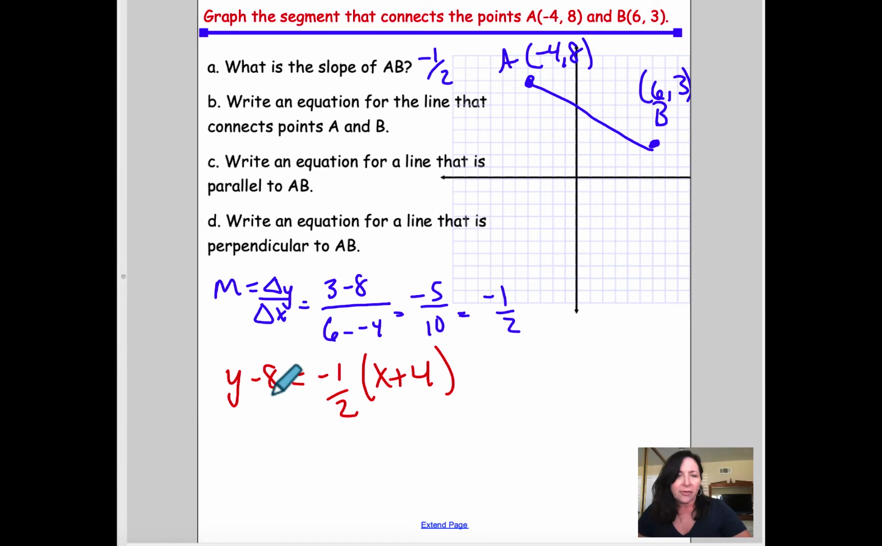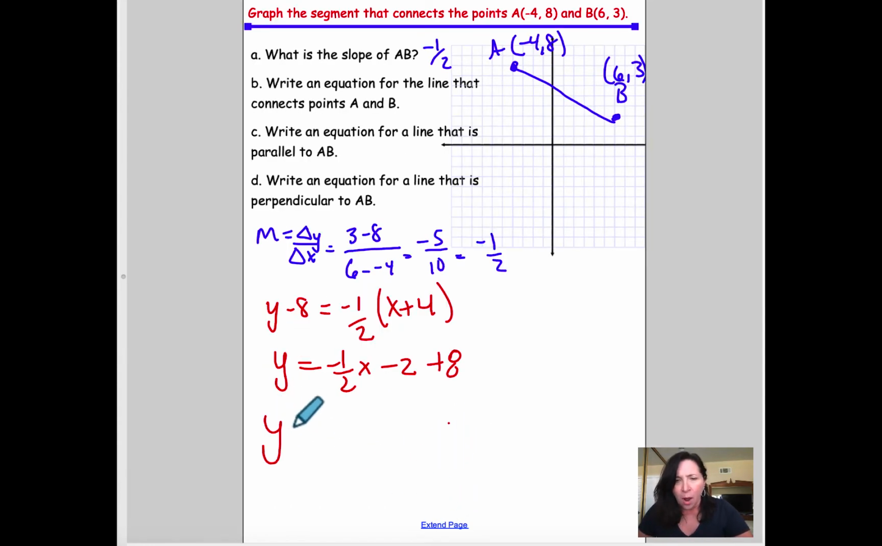That's point-slope. So now I'm going to solve for y. So I've got y equals -1/2 x, and then -1/2 times 4 is going to be -2. And then I still need to add the 8 to the other side. I get y is equal to -1/2 x plus 6. So that's slope-intercept form.